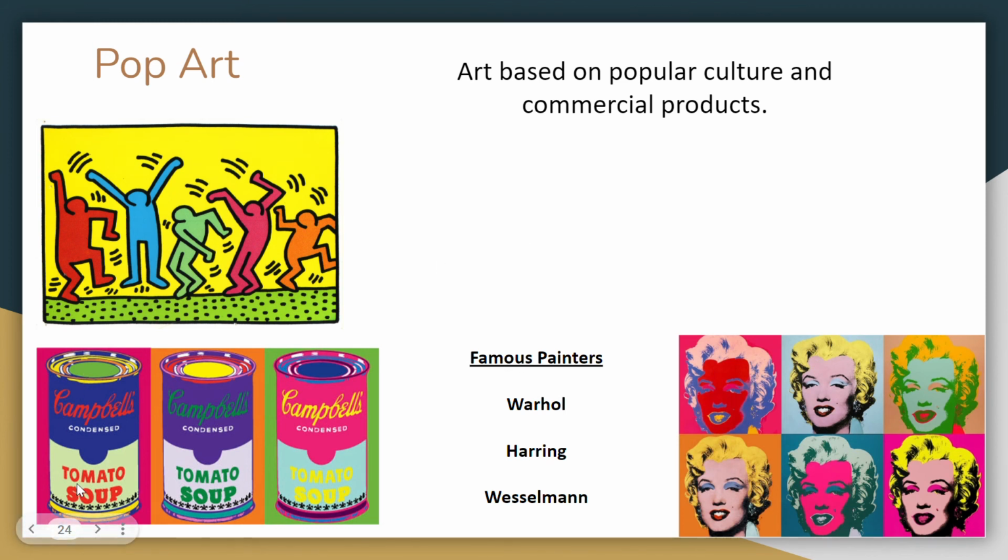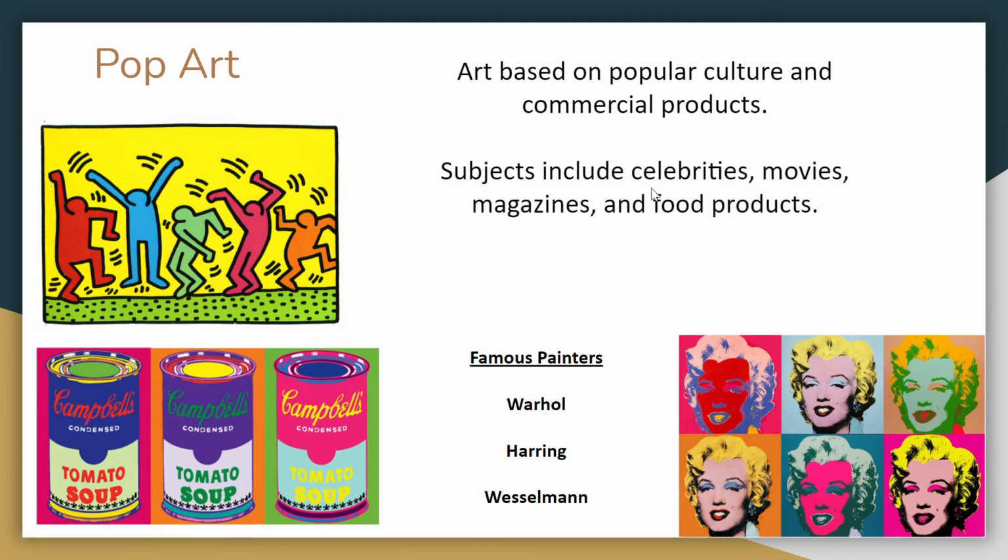So here we have soup, right? Just paintings of soup. So art based on pop culture. Here's Marilyn Monroe. She's a very famous pop star in the 1960s. So popular culture, commercial products. So these subjects include celebrities, right? Marilyn Monroe, a very famous celebrity, movies, magazines, and food products. Again, commercial products, food products, like we see here.